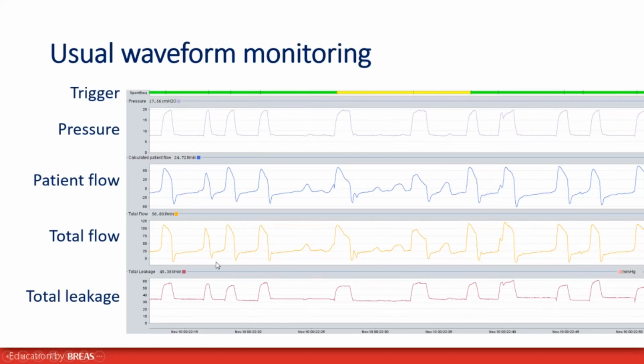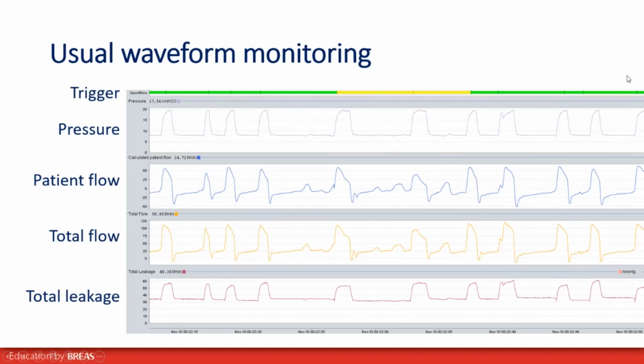Just to remind you that the total flow is the raw measurement of the flow that is measured at the ventilator output, and the total flow is split by the software into patient flow and total leakage. So the blue curve plus the red curve gives the yellow curve. When you interpret the curve, you can either look at the total flow, and then when there is a leak, you will have an increase in the baseline of the flow, or look at the patient flow and the total leakage.